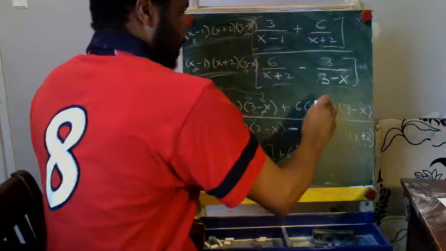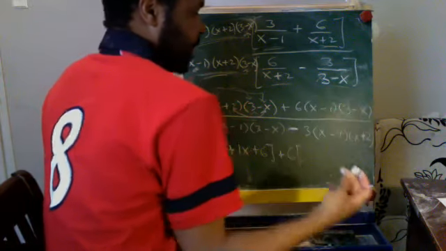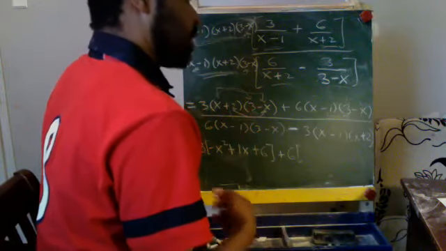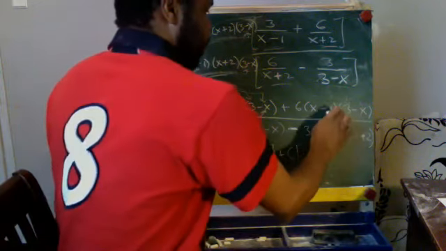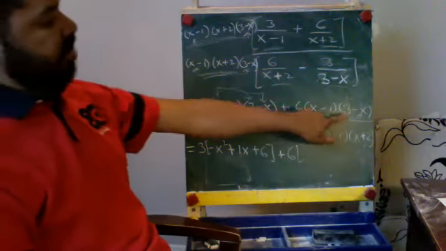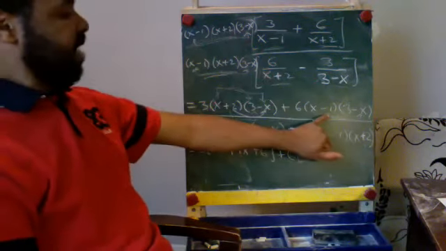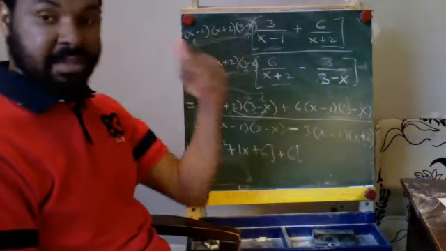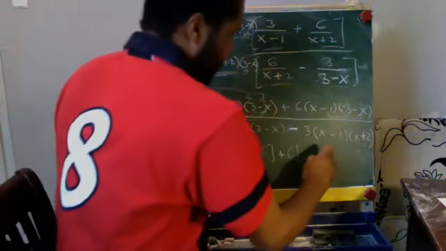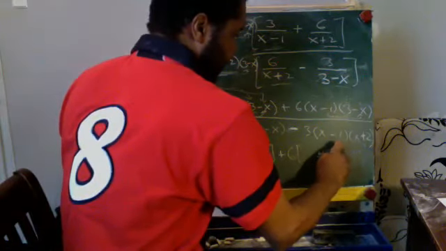So I'm going to get my x terms first. X times 3 is 3x. And negative 1 times negative x is going to be positive x. So let's go again. 3 times x is 3x. Negative 1 times negative x is positive x. 3x plus x is 4x. So this is going to give me my x term, the 4x term.